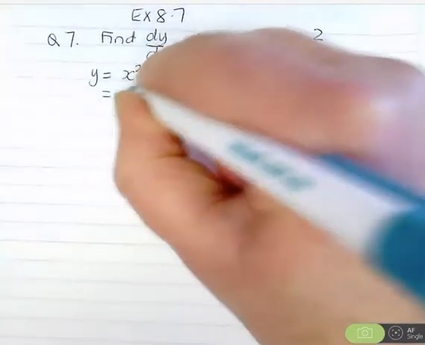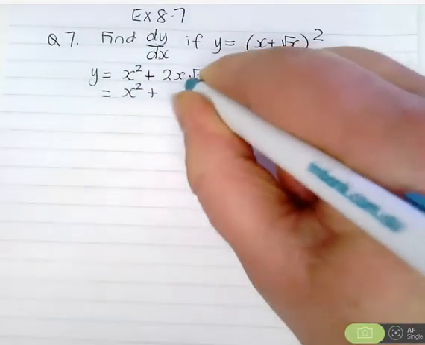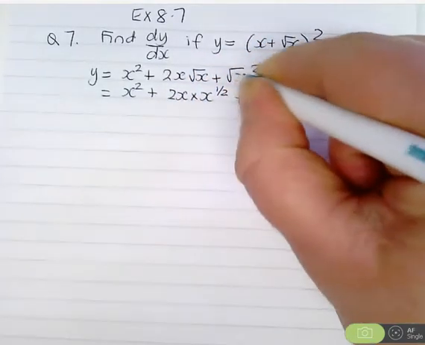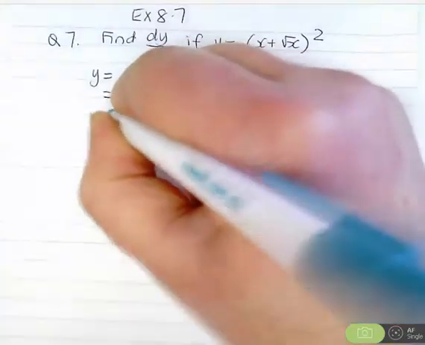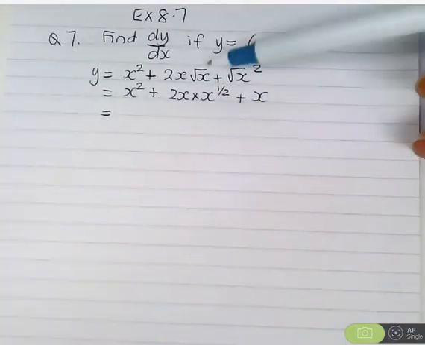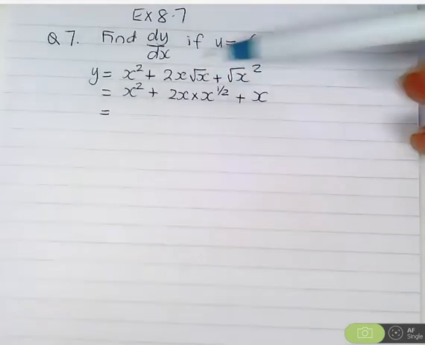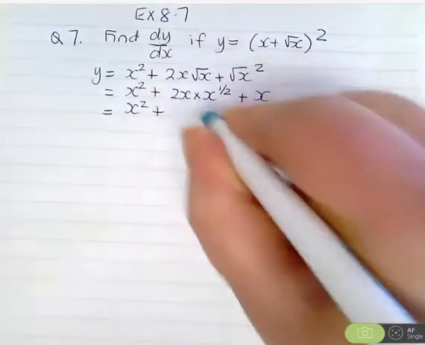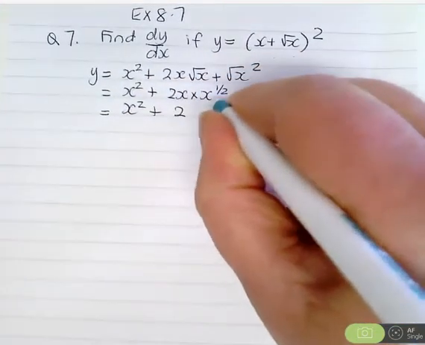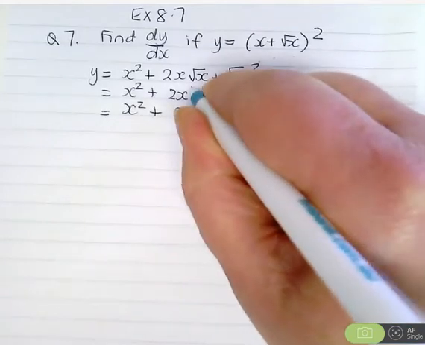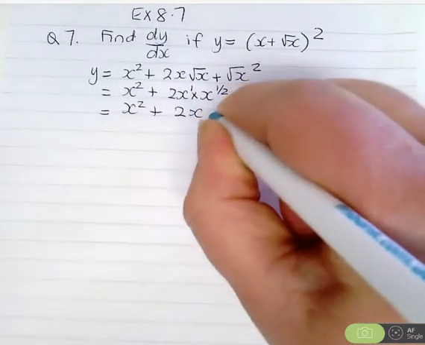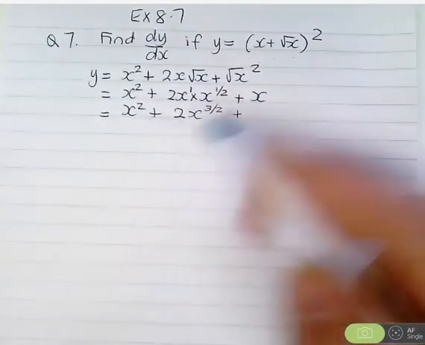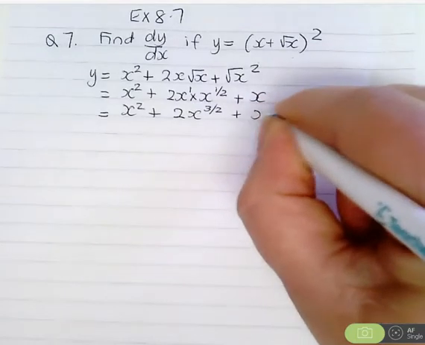So simplifying that, you would get x squared plus, now 2x times root x is 2x times x to the half, and the square root of x squared is x. The reason we're writing it like this is that you cannot differentiate it in the format of x root x. You need to make it as x to the power of one thing only. So we get x squared plus 2 times x times x to the half, which is x to the 1 times x to the half. Now the bases are the same, you add the indices and you get 1.5 or 3 on 2. So we get x squared plus 2x to the 3 on 2 plus x.